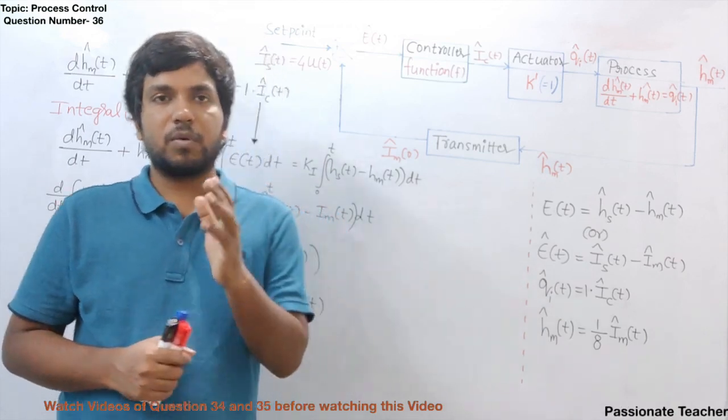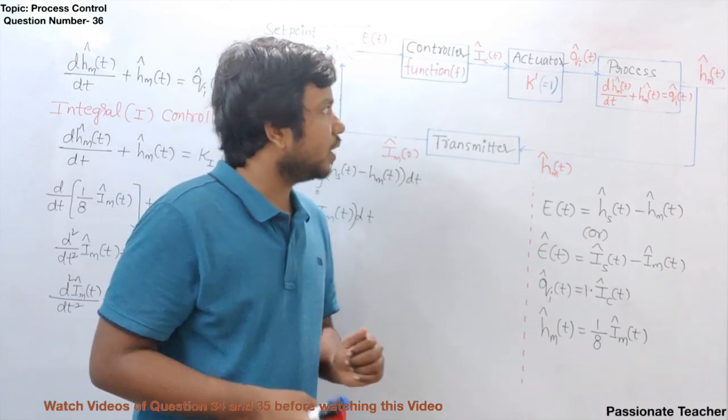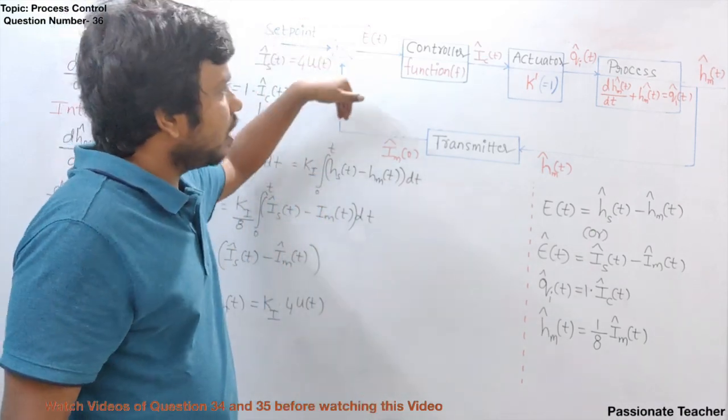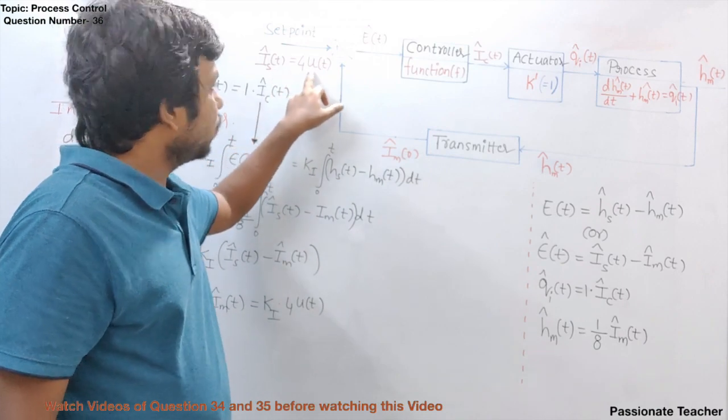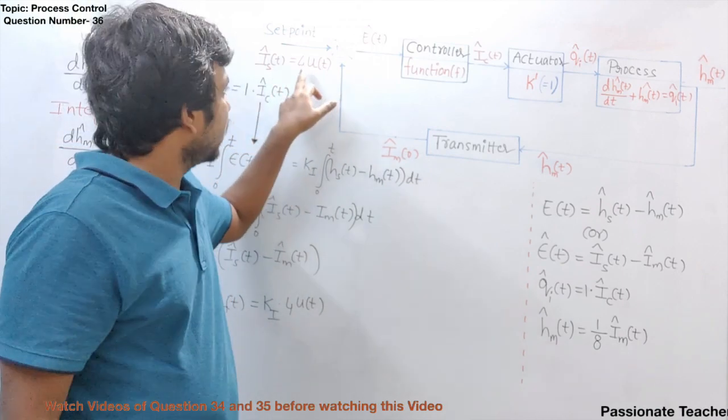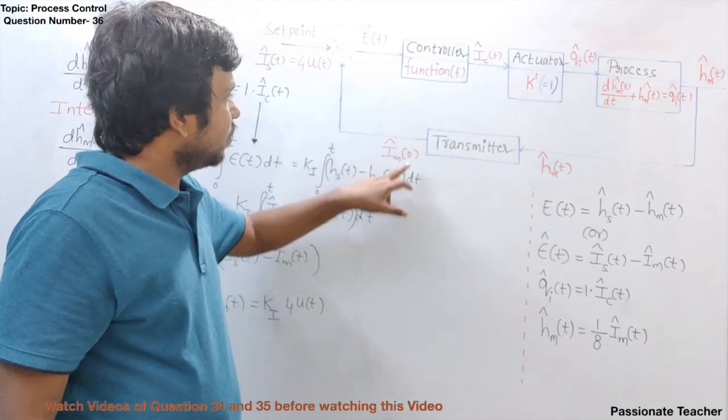Now let us discuss integral action. As usual, let us take the block diagram of our liquid level control. As I said, the deviation in the set point is 4 milliampere, which we have taken as 4 into u of t.